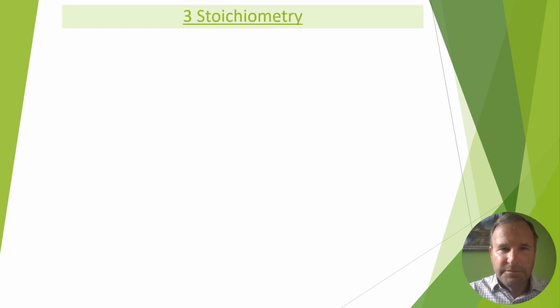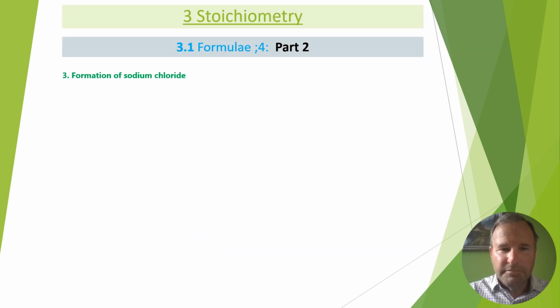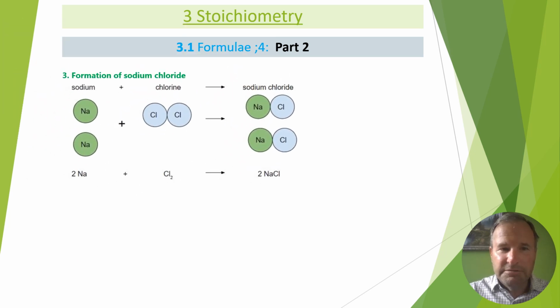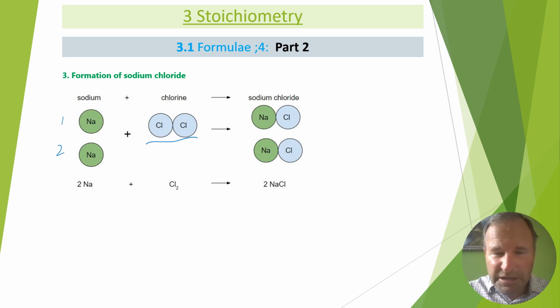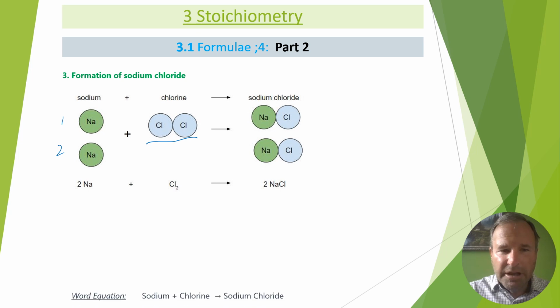Here's another example. Formation of sodium chloride. You can see in the modeling here, we've got 1 lot of sodium, a second lot, and then we've got chlorine gas, a diatomic molecule, bonded together, and then we've got these structures representing, not correctly, but individually, what sodium chloride looks like in a simpler form as an ionic compound.